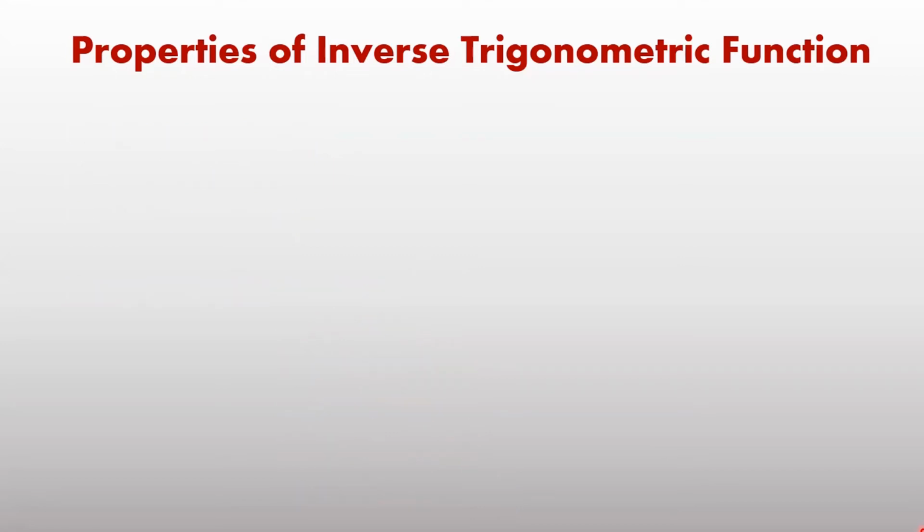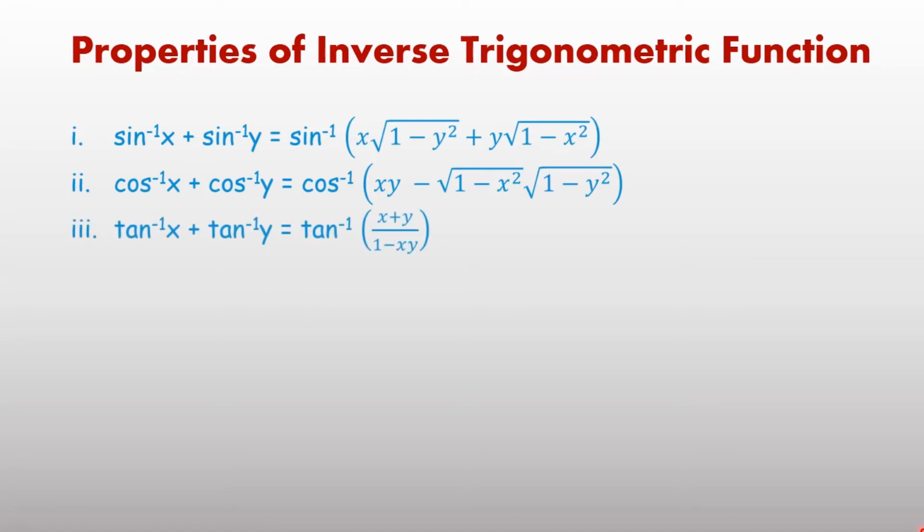Now next, sin inverse x plus sin inverse y equal to sin inverse x under root 1 minus y square plus y under root 1 minus x square. Or cos inverse x plus cos inverse y equal to cos inverse xy minus under root 1 minus x square into under root 1 minus y square. Or tan inverse x plus tan inverse y equal to tan inverse x plus y upon 1 minus xy.